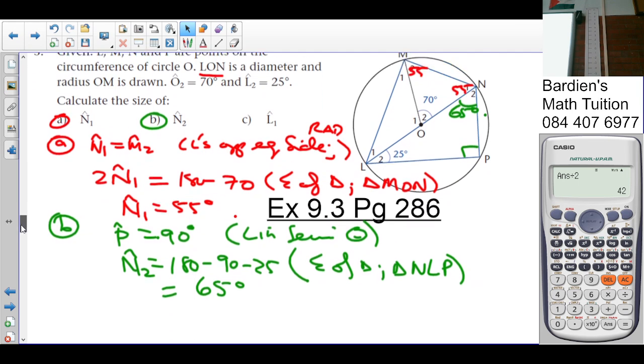Then they want you to calculate L1. How are you going to calculate L1? Angle at center is twice angle at circumference. Yes, so do your thing. Work it out. What are you having problems with?